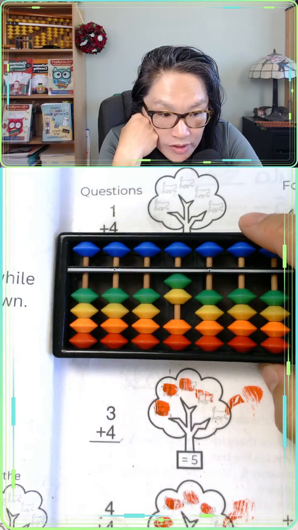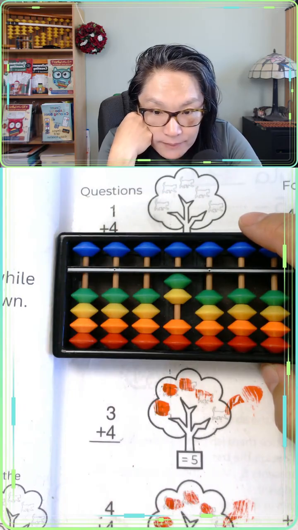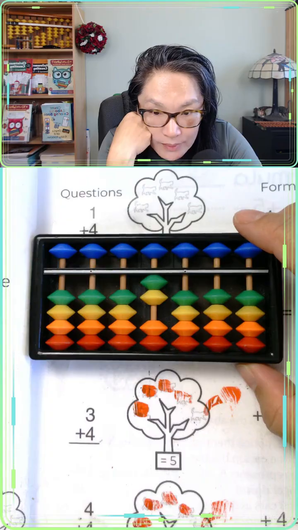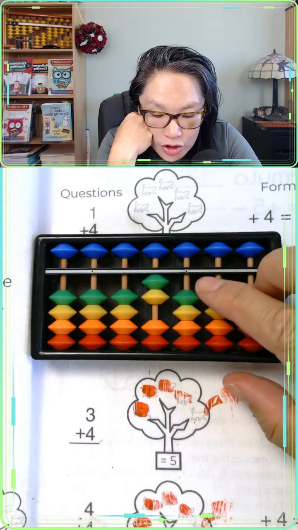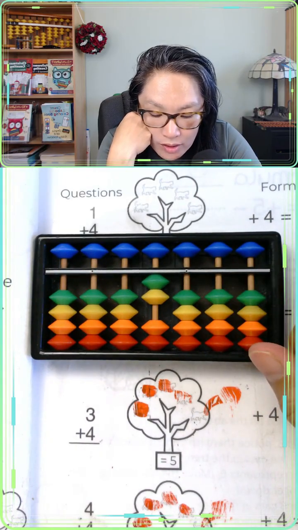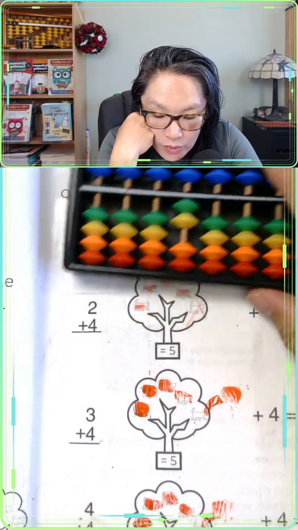So what we're doing is we're just counting on the abacus. That's it. The abacus just tracks your numbers. The abacus just shows what numbers there are. That's it. Okay, so we can do it again with the 2.